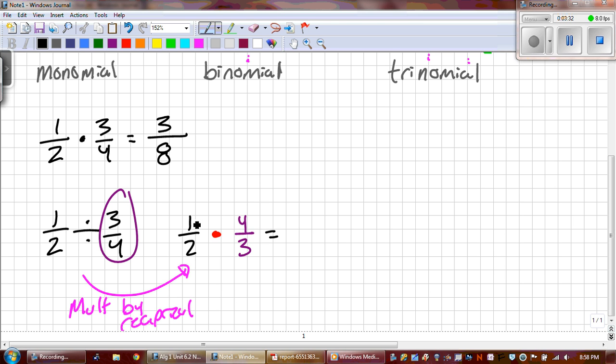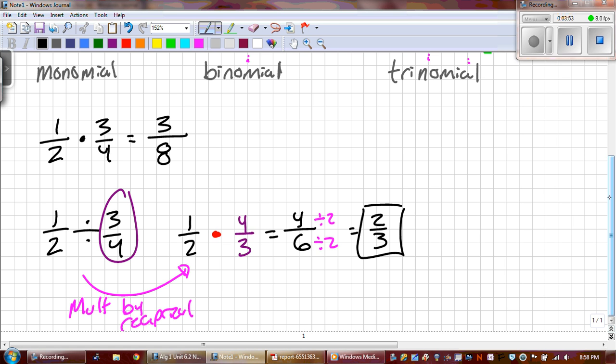We're going to multiply across. 1 times 4 is 4. 2 times 3 is 6. And at this point, we always check to see if we can reduce. And we can divide the top and bottom by 2. And we get 2/3. So that would be my reduced fraction.